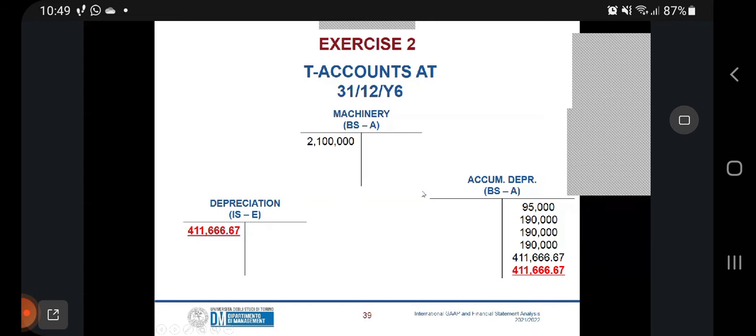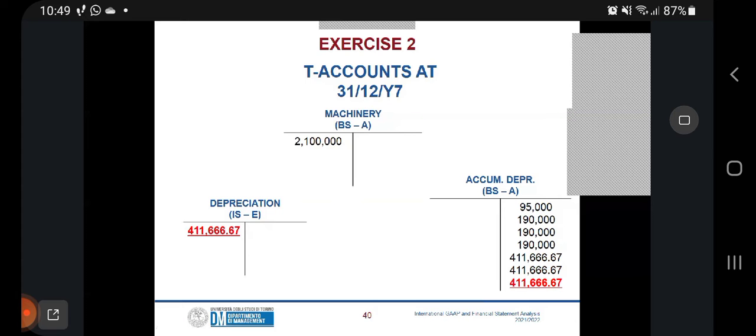The same is for next year. Again, just the depreciation charge of year 6, and then the accumulated depreciation again increases for the same amount. Next year again, as always, depreciation is affected by the depreciation charge of the current year, and then again the accumulated depreciation is affected by the same amount.